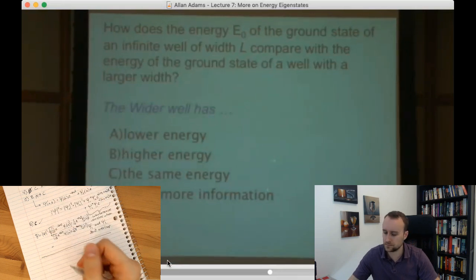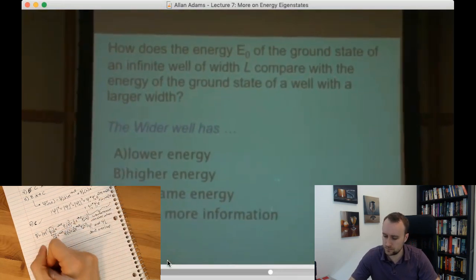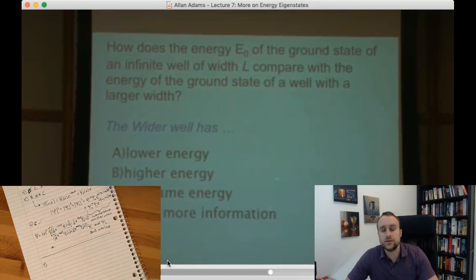Suppose I have an infinite well with width L. How does the energy, so this one here, I'm not sure why, I've got to think about that a little bit more, why I'm not able to just grok that, but I do see it's 1/2. I got the right answer, but I don't feel that confident in how I was supposed to do that calculation really quickly. All right, how does the energy E0 of the ground state of an infinite well with width L compare with the energy of the ground state of a well with a larger width? The wider well has lower energy, higher energy, same energy, need more information.